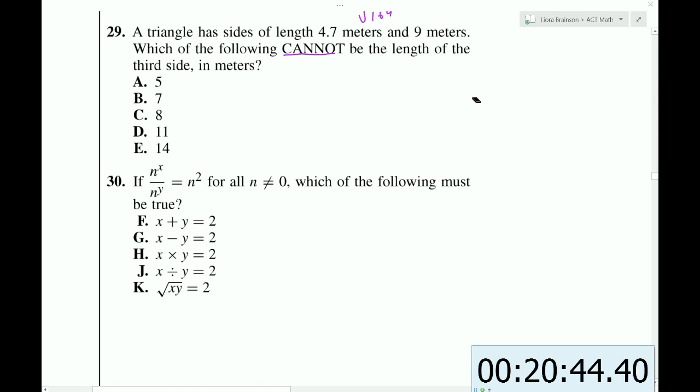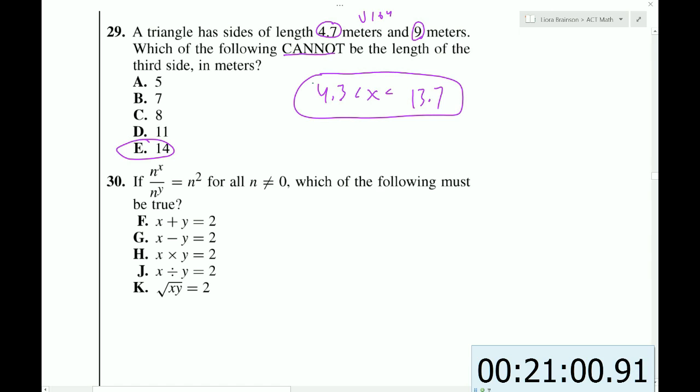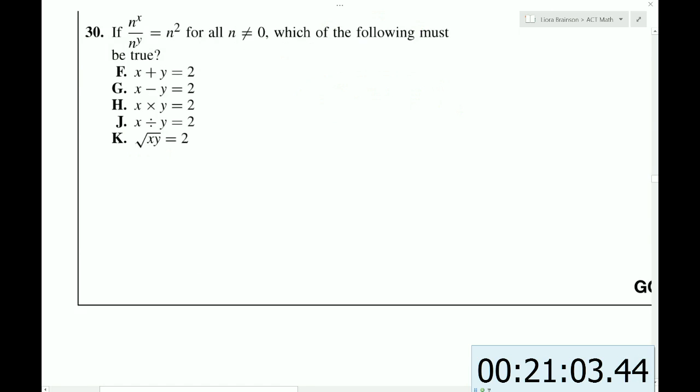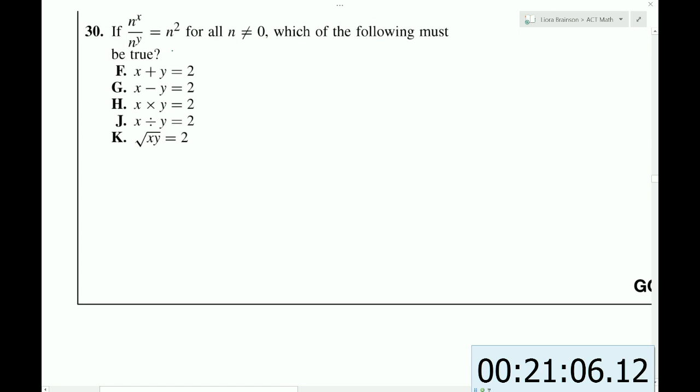So the possible values for the third side would be anywhere between 2 and 12. But those aren't our numbers, so let's use the numbers that are given. 9 and 4.7. So the sum of those is 13.7. So already I know I can't be this, but the difference is 4.3. So we can be anywhere in between these values. Okay, 14 is too high. Which of the following must be true about this? Well, here we see that we are going to have to subtract the exponents. That's rule 2 of our exponent rules. Then we can simply set the exponents equal. So that's answer choice G.